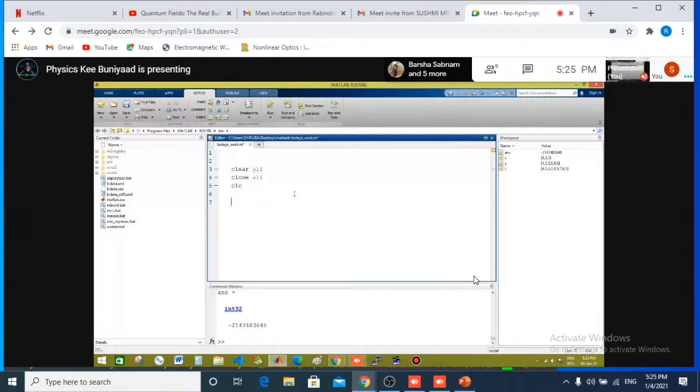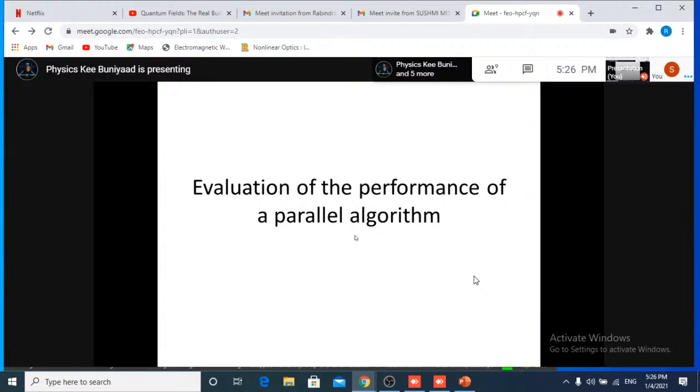So good evening everyone. Today I am going to present a seminar on how we evaluate the performance of a parallel algorithm. So performance analysis means the study of our algorithm, how it performs with various parameters, how it behaves on various parameters. If we change some parameter, then how it will perform. This is called the evaluation of the performance of an algorithm.